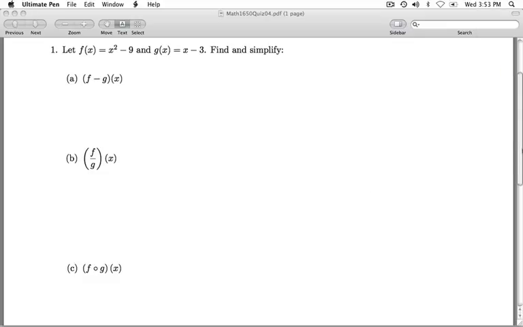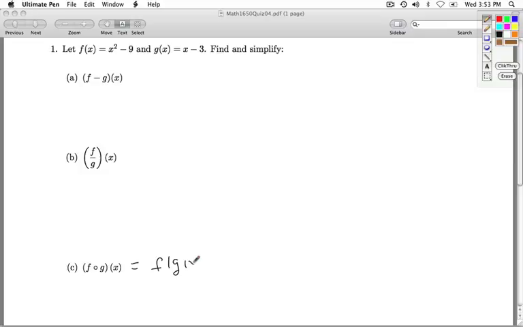And then we have part C. We have f composed with g of x. And remember, this means f of g of x. And so if we work from the inside out, we can replace the formula for g of x with x minus 3. And everywhere then we see an x in the expression for f of x, we substitute with the quantity x minus 3.